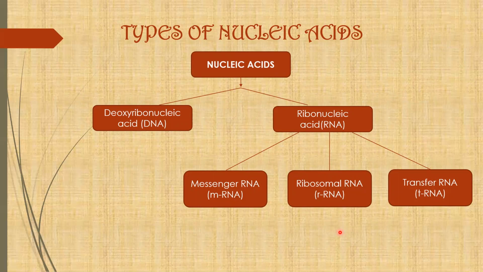We have different types of nucleic acids: deoxyribonucleic acid, DNA, and ribonucleic acid, which is known as RNA. Now, RNA, on the basis of its function, is again classified into three different types: messenger RNA, also known as mRNA, ribosomal RNA, also known as rRNA, and transfer RNA, known as tRNA.